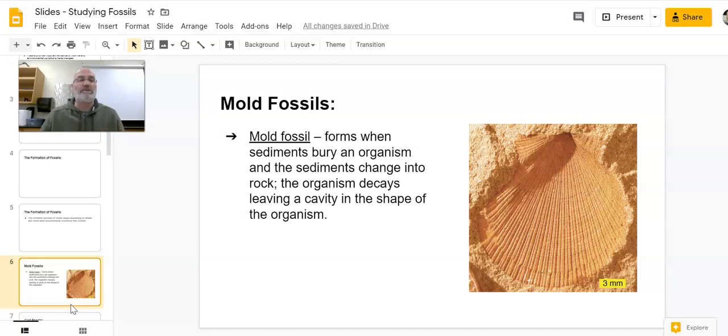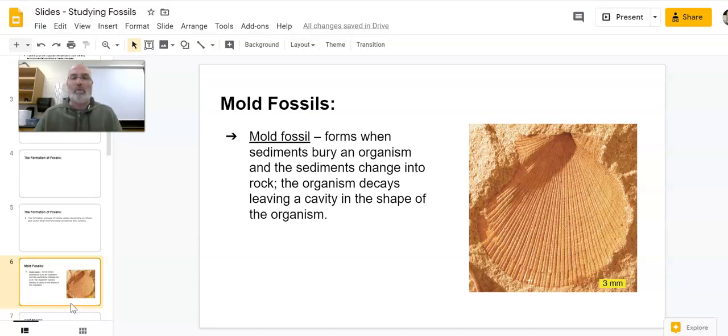And one particular type of fossil that you'll find in sediment-rich areas are called mold fossils. So a mold fossil forms when lots of sediment actually buries a dead organism. So if there is a fish at the bottom of a lake, and that lake forms lots of sediment and buries the remains of a dead fish, a mold fossil might form.